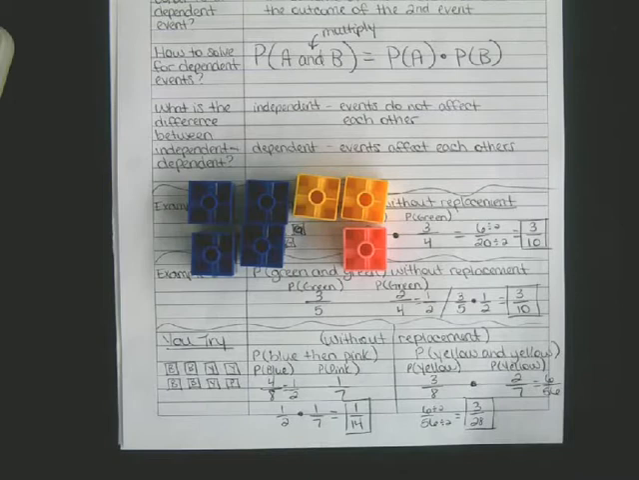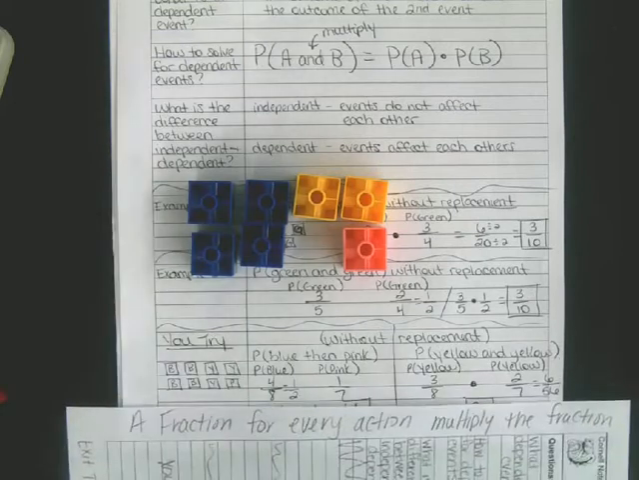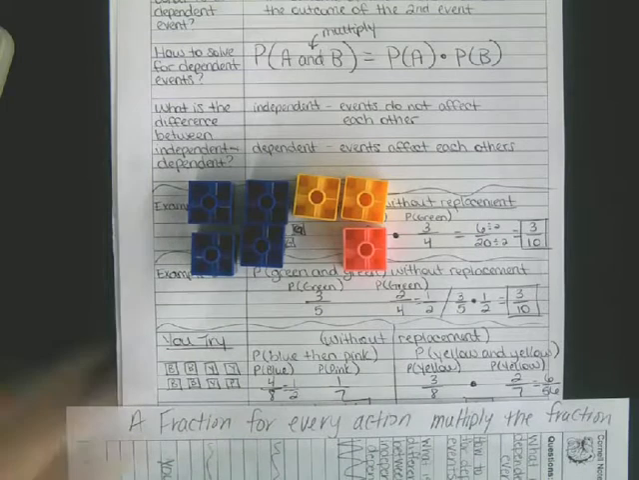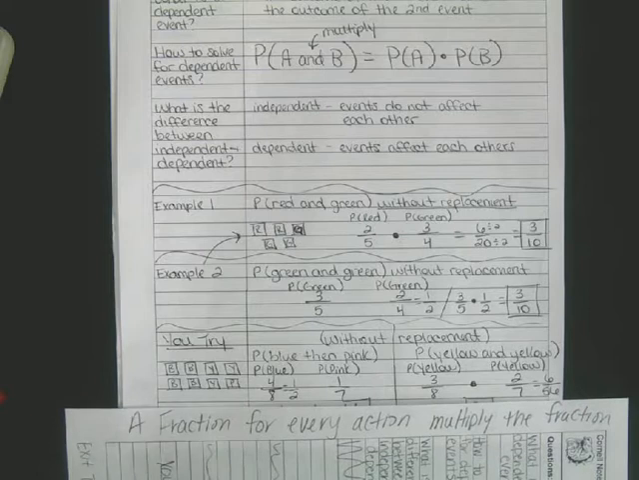And I want to end this video by giving you guys a little saying. This little saying says, a fraction for every action, multiply the fractions. So I want you to keep that in mind with independent and dependent events. A fraction for every action, multiply the fractions. So that means if you have 2 events happening, you'll find the probability, which will be a fraction for the first event, find the probability, which would be a fraction for the second event, then you're just going to multiply those 2 together. So I want you to write that somewhere on your notes.